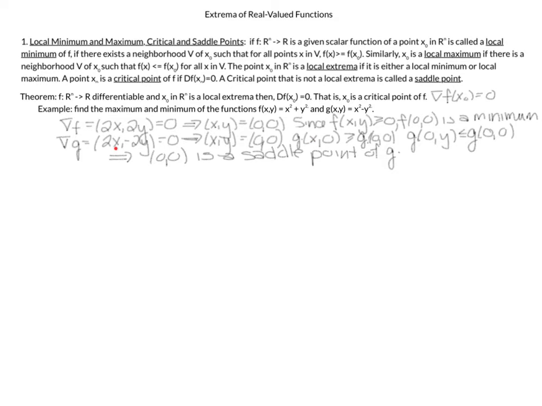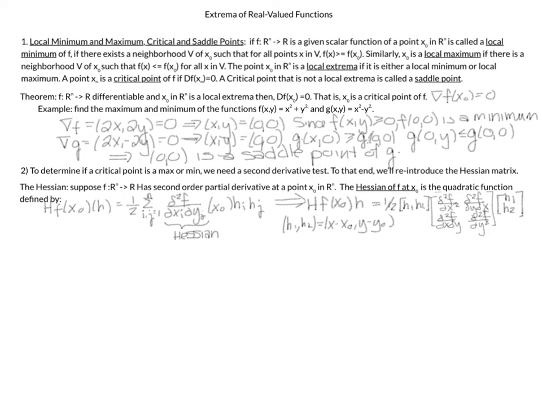If we plug in 1 here, we see that g of x0 is greater than g of 0, 0. But if we plug in 1 here, we get a negative number, so g of 0, y is less than g of 0, 0. So on different sides of the xy plane, in some places things are greater than g of 0, 0, in other places they're less than g of 0, 0. So 0, 0 is a saddle point of g.